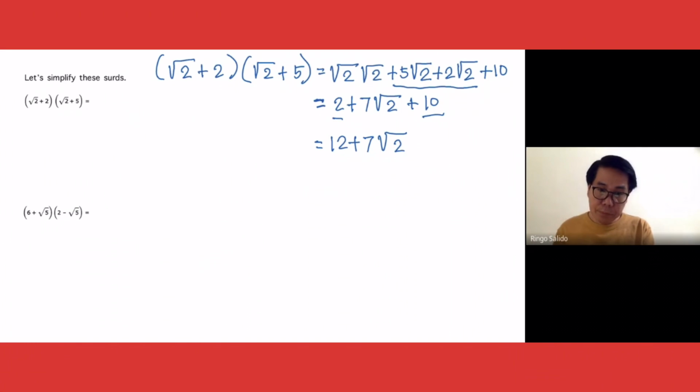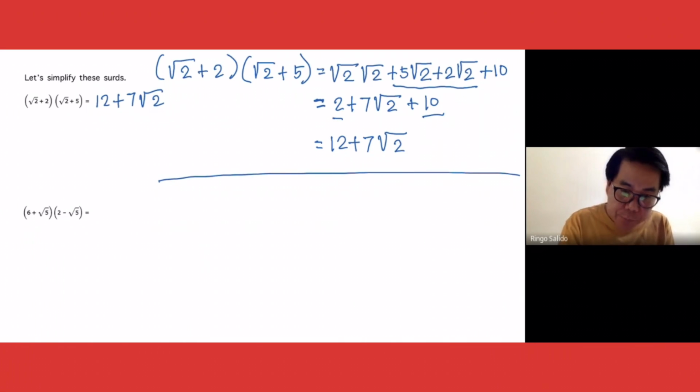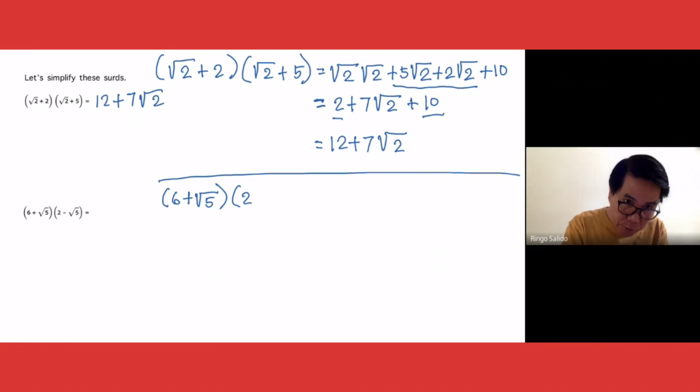So we have 12 plus 7 root of 2. Okay, let's proceed to the next one. I need to copy (6 + √5)(2 − √5).